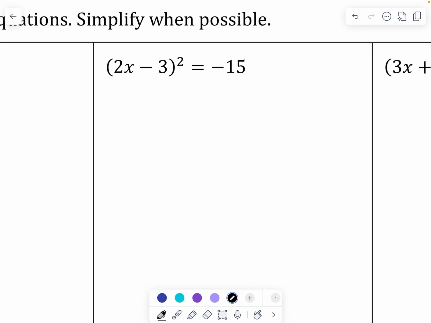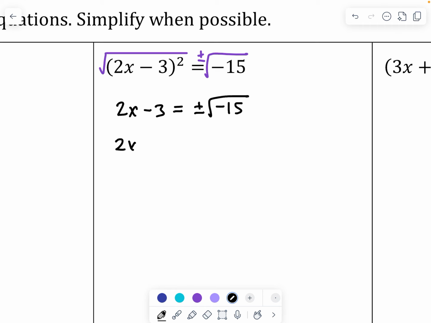Because everything's in the parentheses, the first thing we got to get rid of is that square. So we're going to square root both sides. Square root both sides right away. Square root, plus or minus. So we have 2x minus 3 equals plus or minus root negative 15. Now, 15 is neither a perfect square number nor is it divisible by a perfect square number. That's just a long way of saying it's a prime number. Can't be simplified. However, that negative can pop out and become an i. So we'll write this as plus or minus i root 15.